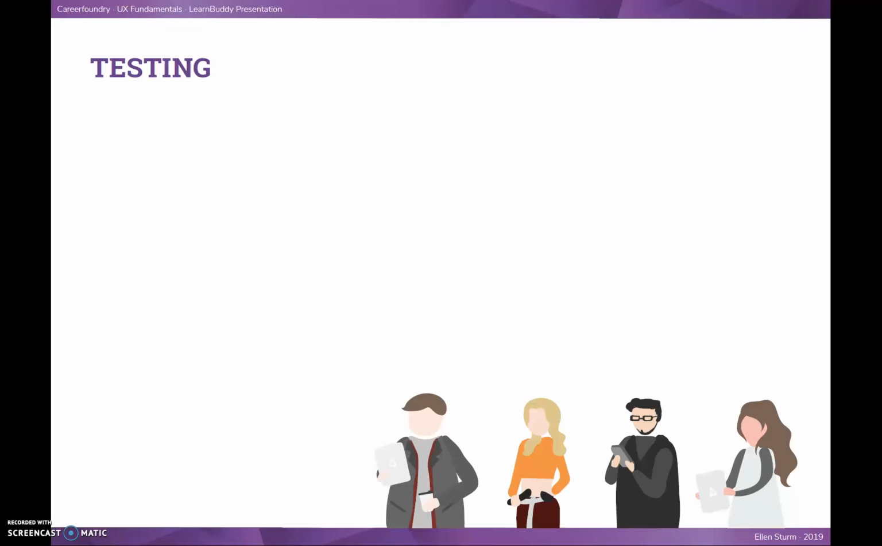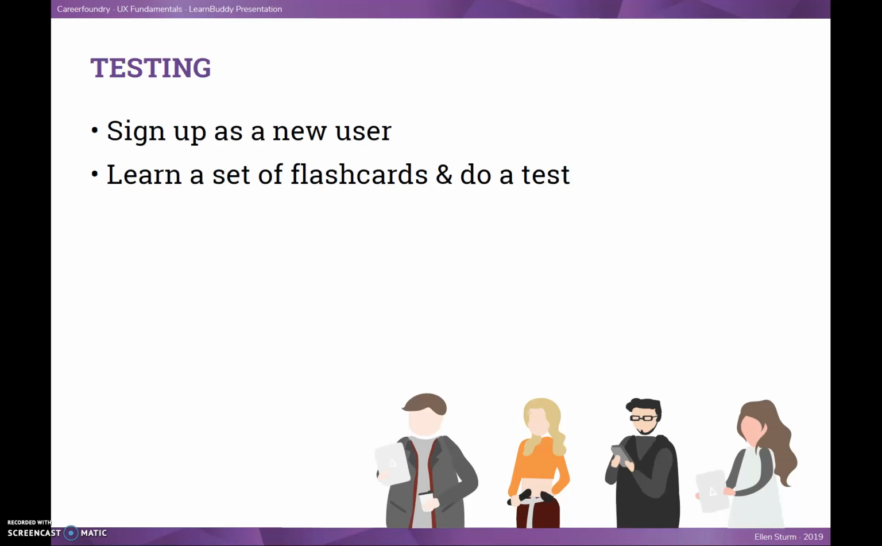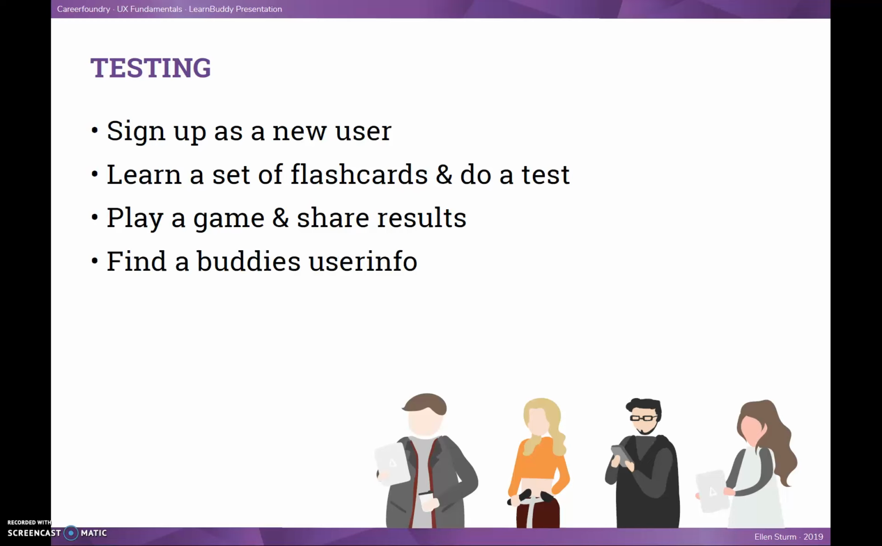So I gave them some scenarios so they had an easier path to follow. Like one was, they should sign up as a new user. This way I would know if the sign-in process is okay. They were supposed to learn a set of flashcards and do a test. They should play a game and share the results with their buddies. This way I made sure they were aware of the buddy system and that they could interact with others. And they should find the buddy's user info.